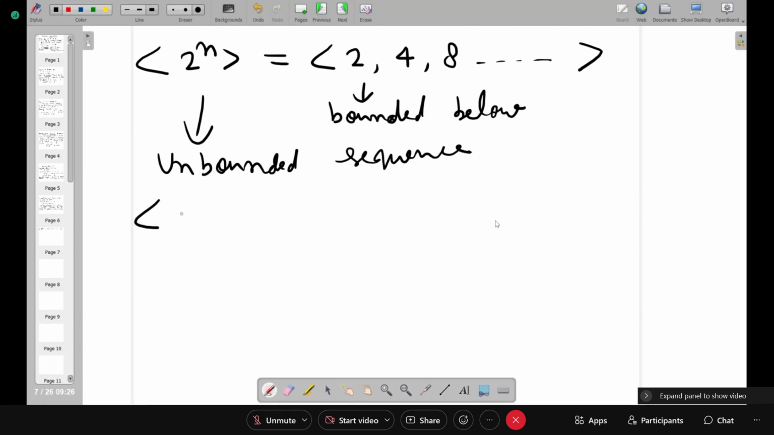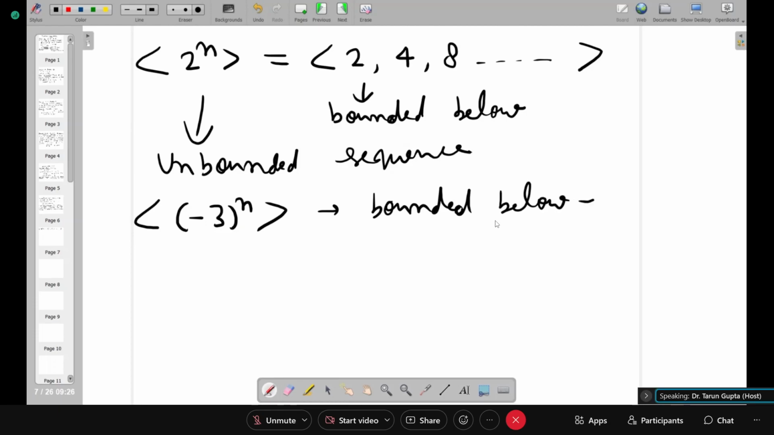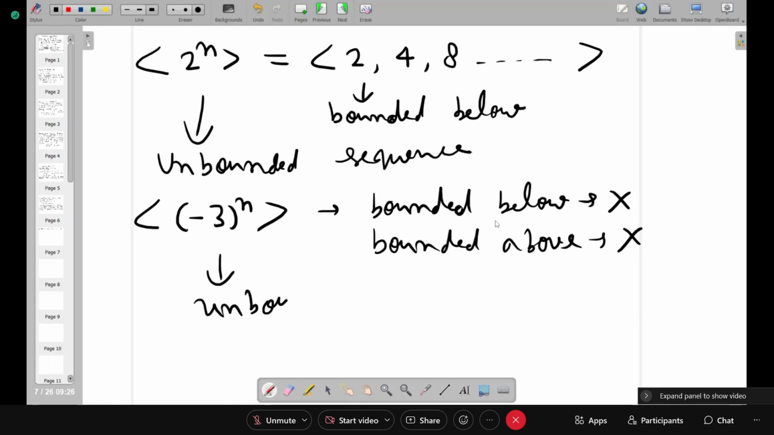If I am giving this sequence (-3) to the power n, here this is neither bounded below nor bounded above. So you cannot find a bounded below element, and a bounded above element also. So this is an unbounded sequence.